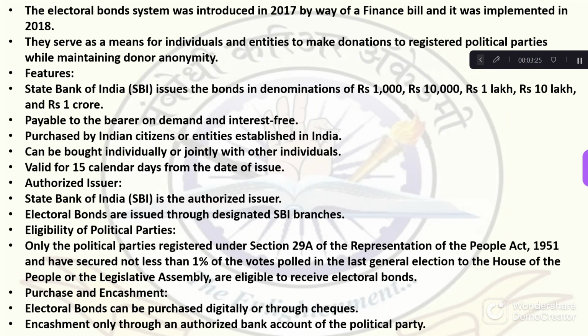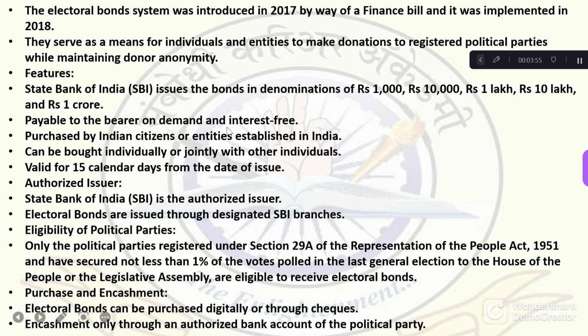So what are the eligibility criteria for getting the electoral bonds? Can all political parties get electoral bonds? No. Only those political parties who are registered under Section 29 of the Representation of the People's Act and have received not less than 1% of the vote are eligible for the electoral bond. And the second important thing is, electoral bonds can be purchased and redeemed only in the State Bank of India.